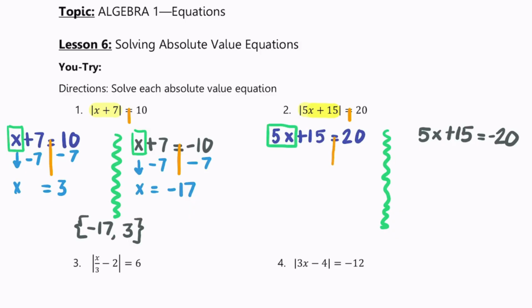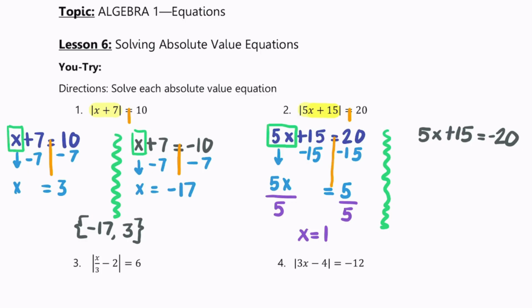So I'm going to get the 5x by itself, and I'm going to do that by subtracting the 15. Bring down my 5x with an arrow. 20 minus 15 is 5, and then I'm going to get my x by itself by dividing both sides by 5. I get x equals 1. Okay?